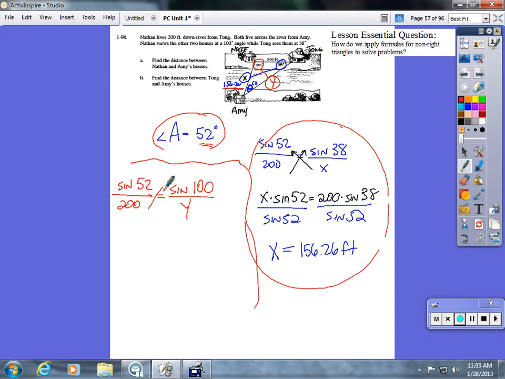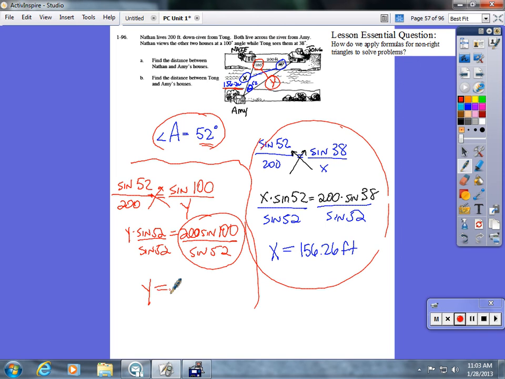Repeat the same process. Cross multiply. y times sine of 52 equals 200 sine of 100. Divide by sine of 52. Do not type in your calculator until the very end. This is what you type in the calculator.